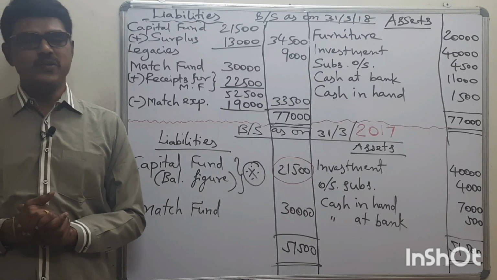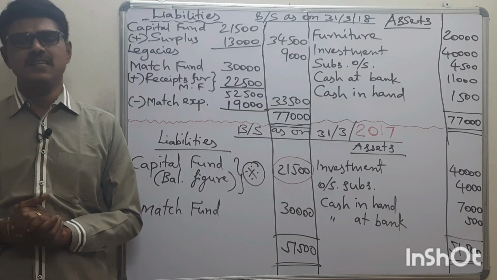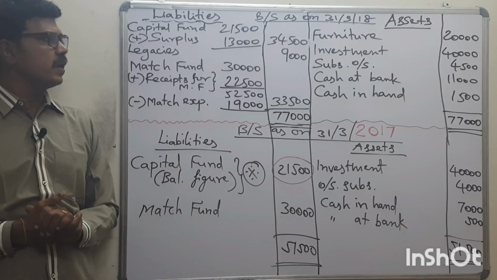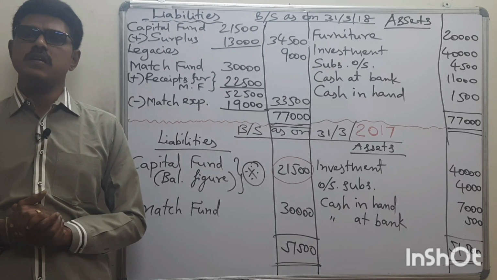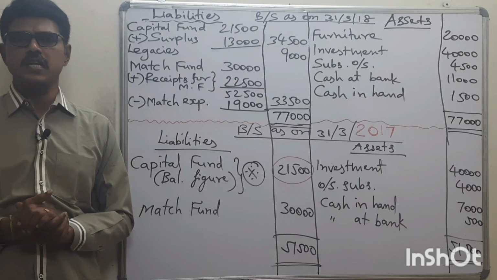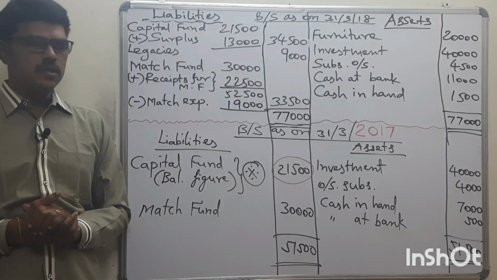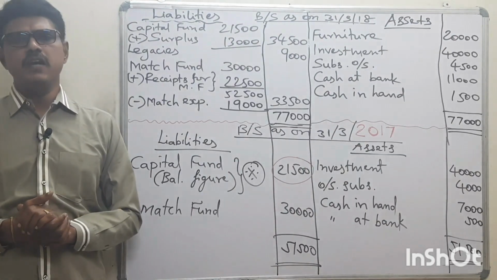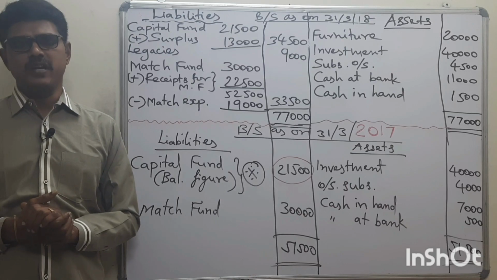Hi everyone, in today's class I am going to work out another problem in not-for-profit organization. This is a complete problem in which I will be teaching you how to prepare income and expenditure account and how to calculate the surplus or deficit in the income and expenditure account and then the balance sheet. Further, I am going to teach you how to calculate or find out the capital fund by preparing the opening balance sheet. Let me read out the problem and then explain and work it out.